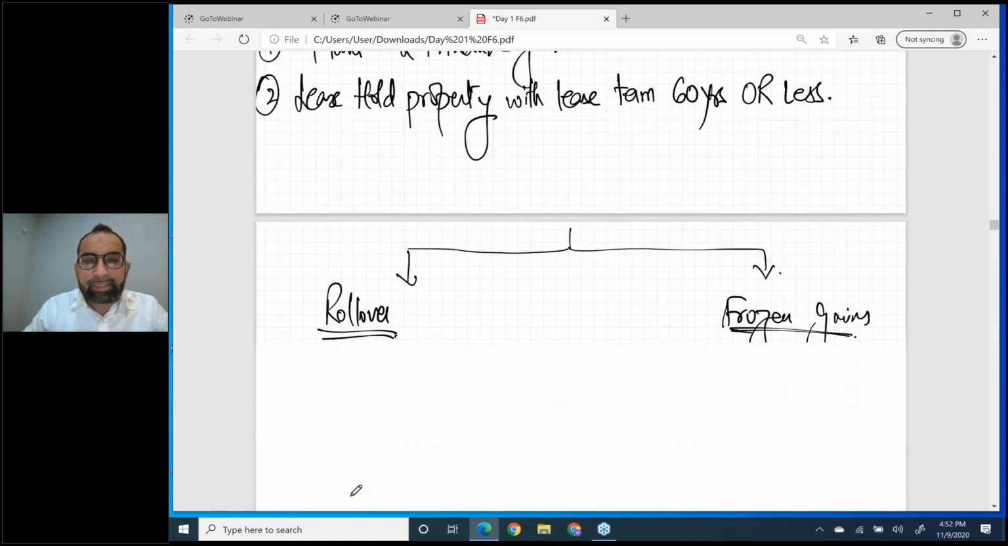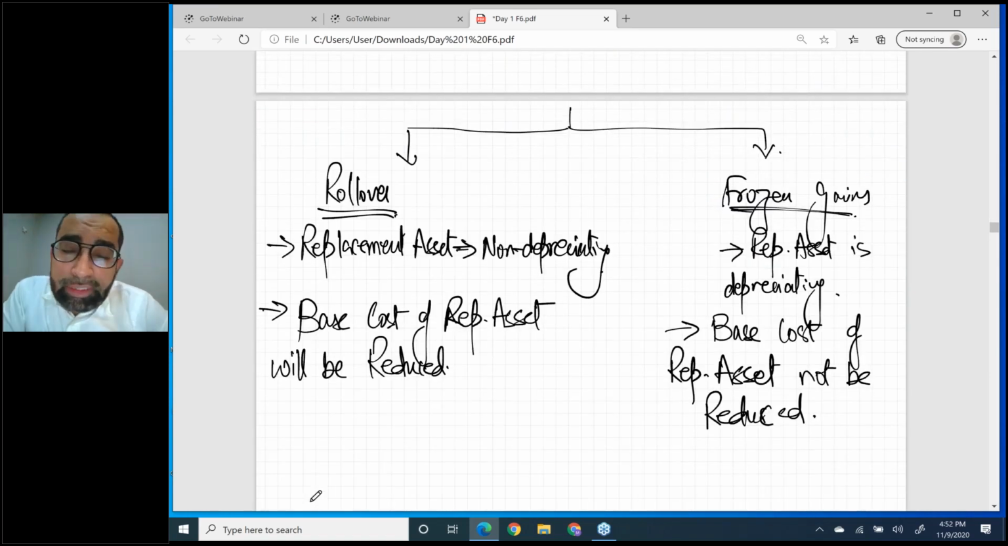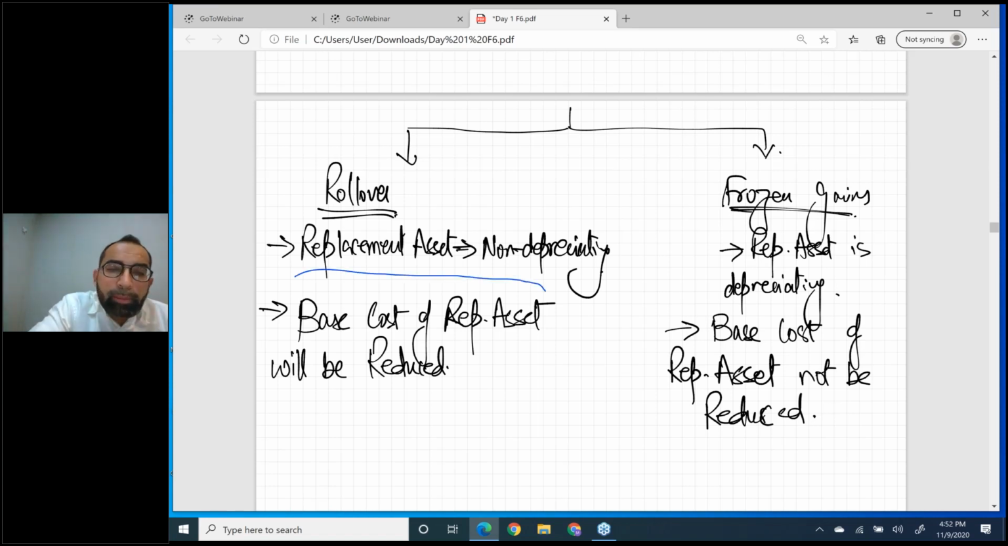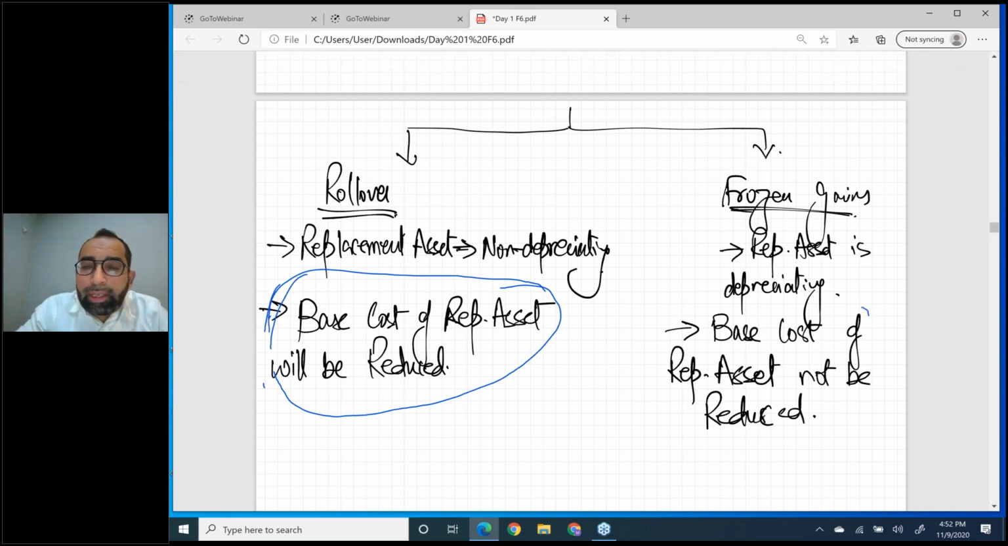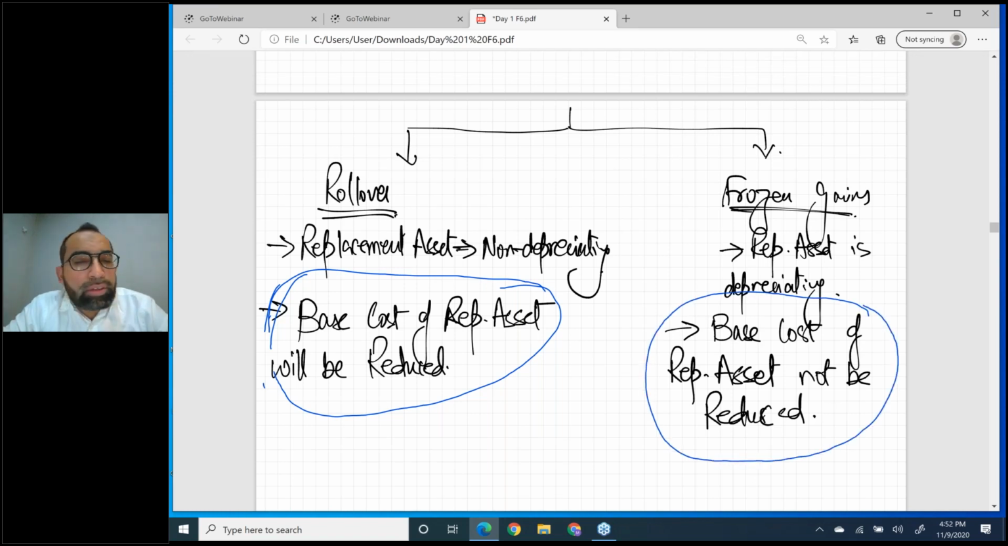Now, see, I've made some summaries for you. For rollover, the replacement asset must be a non-depreciating asset. For frozen gains, the replacement asset must be a depreciating asset. How do we work out rollover? In rollover working, the base cost of the replacement asset will be reduced, and in frozen gains, the base cost of the replacement asset is not to be reduced. I hope you studied these things.